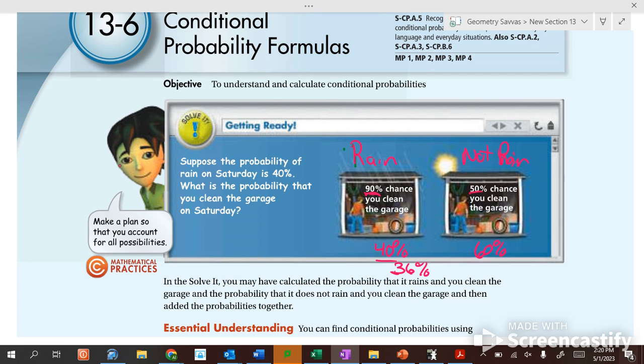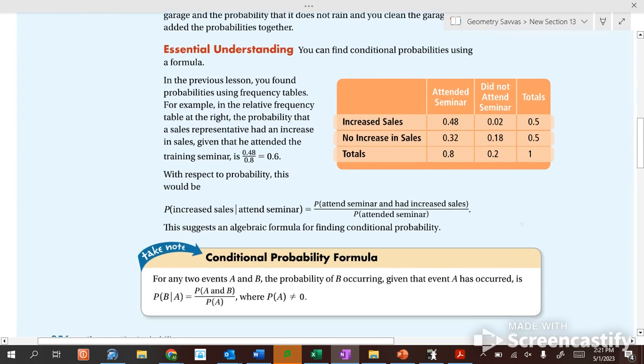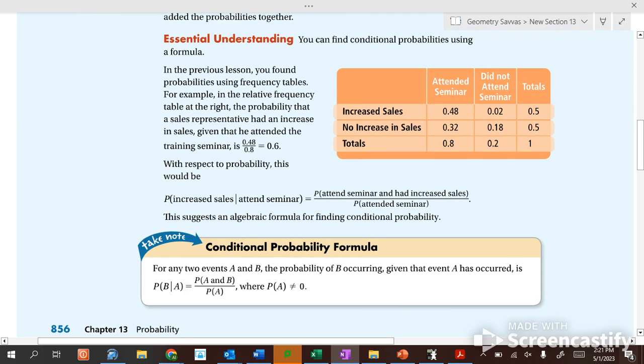Okay? There's a 50% chance you'll clean the garage if it doesn't rain, and there's a 60% chance it won't rain. 50 times 60 is a 30% chance. So if you add these two up, there's a 66% chance you'll clean the garage this weekend. Because there's a 36% chance if it does rain, and a 30% chance if it doesn't rain, and the chances of rain are listed. So it can be a little bit complicated when we have multiple layers involved.